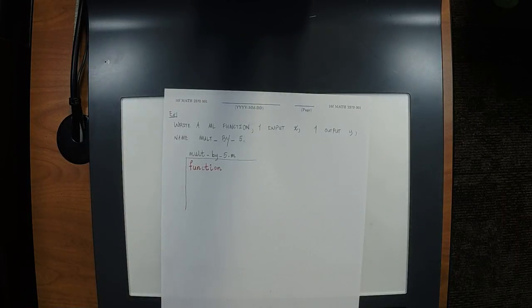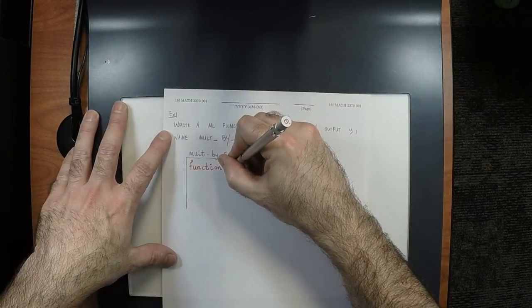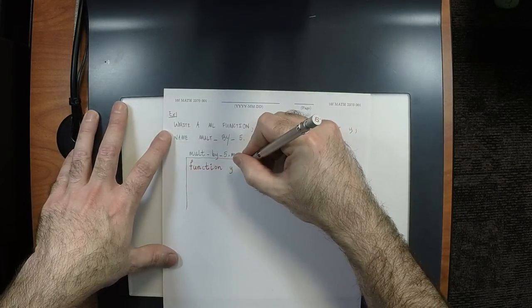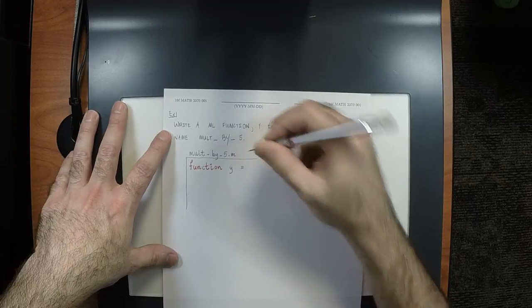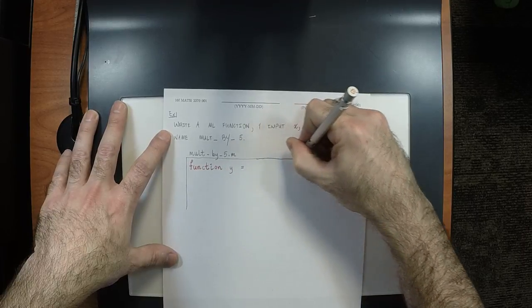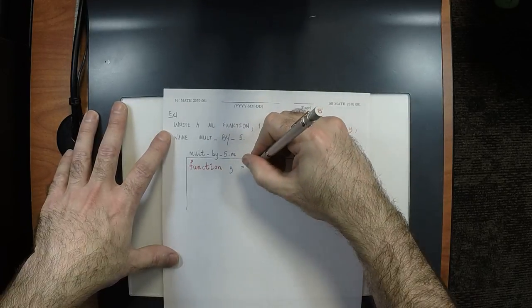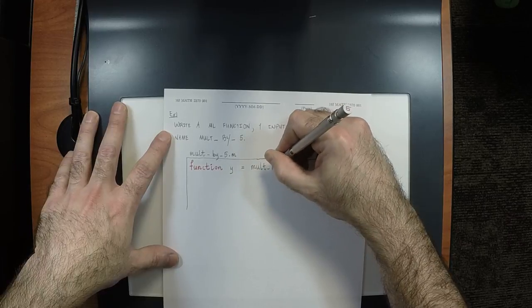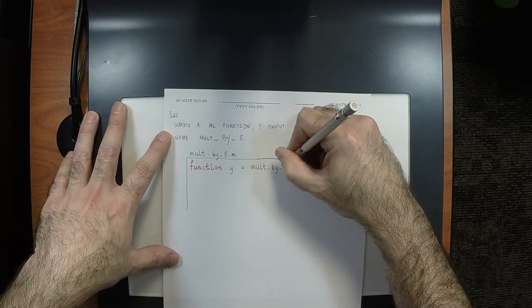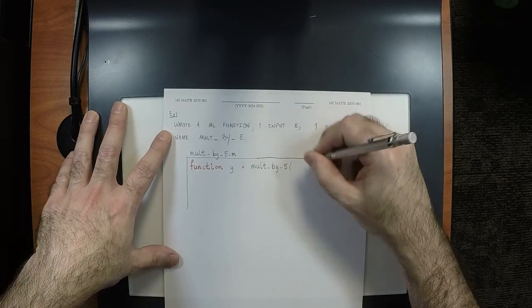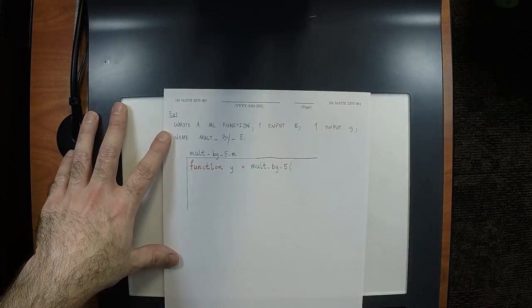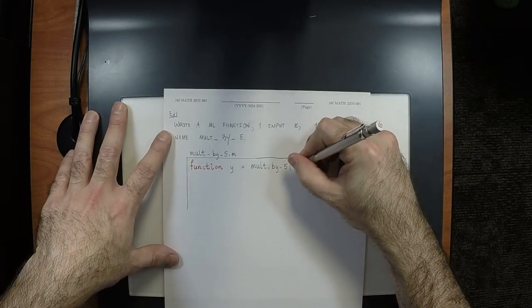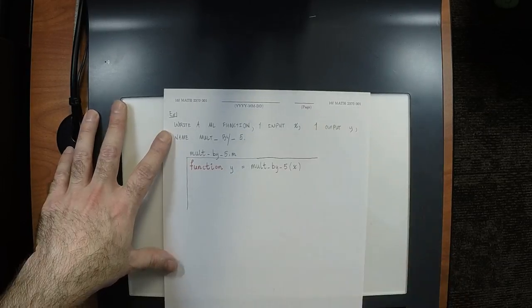And then the next thing that you write is the list of all the outputs. So how many outputs are there? One. Just one, and its name is y, so we write y. And then you write equal, and then what comes next? Mult by 5. Yeah, the name of the function. So mult by 5. And then the list of arguments. So how many arguments? One. Just one. X. Its name is x.